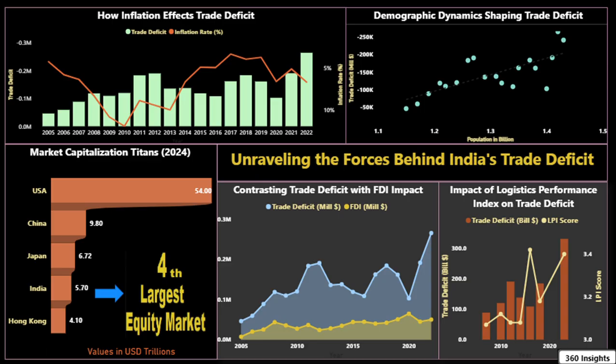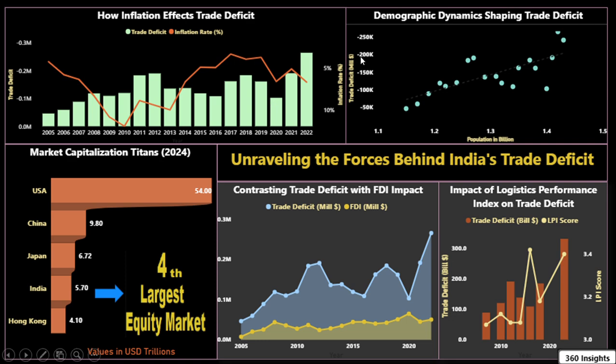Next we go to the second page, economic factors. Here we see the effect of inflation on trade deficit. They are almost moving in the same direction: as inflation is increasing, so is the trade deficit, and they are moving almost together.